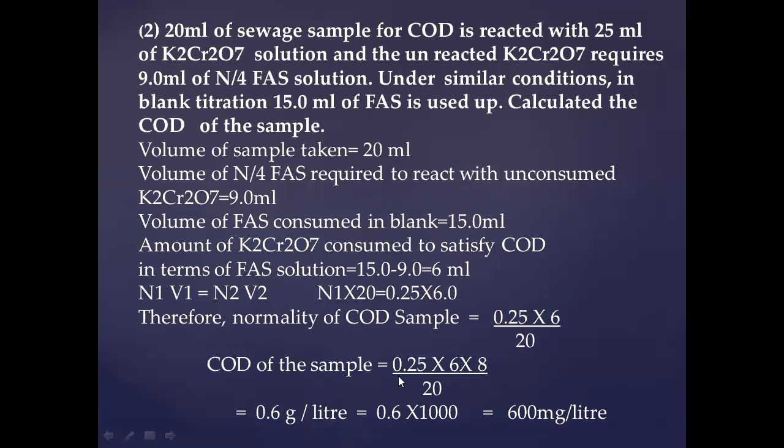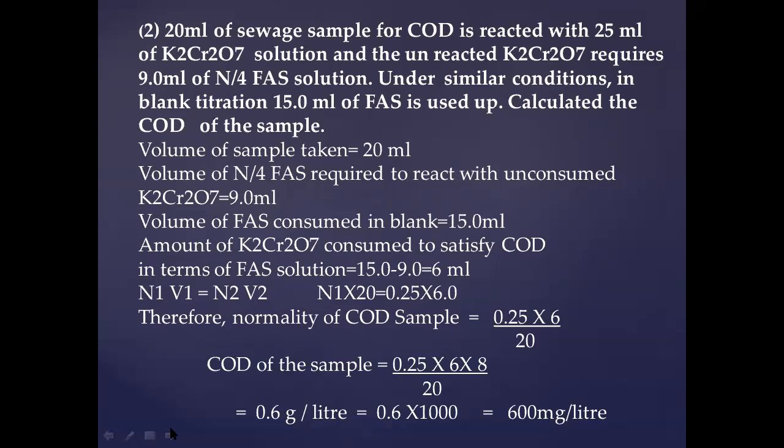It is a simple calculation of subtraction, multiplication, and division. So solve some more problems of this type, and automatically you will get the confidence to do that. If you know the volume of FAS consumed in the sample, the volume of FAS consumed in the blank titration, the volume of the wastewater taken, and the normality of FAS, then it is possible to calculate the COD of the sample.